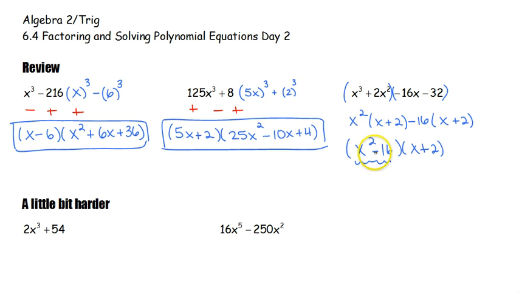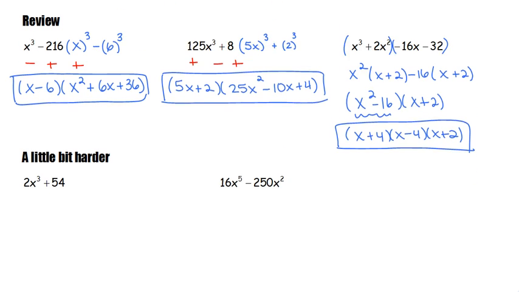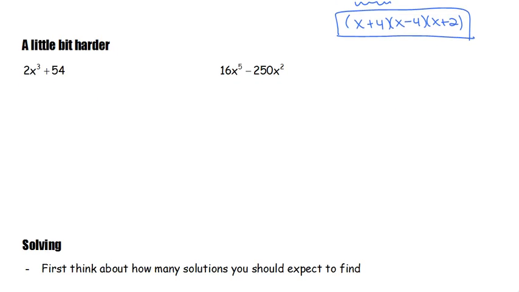Remember, double check all of your pieces. This is the difference of two squares. That becomes x plus 4, x minus 4, and then we've got x plus 2. Remember, for the difference of two squares, you need two squares and you need subtraction. If this was x squared plus 16, we would not have been able to factor it any further. Alright, so that was easy review from our last video.